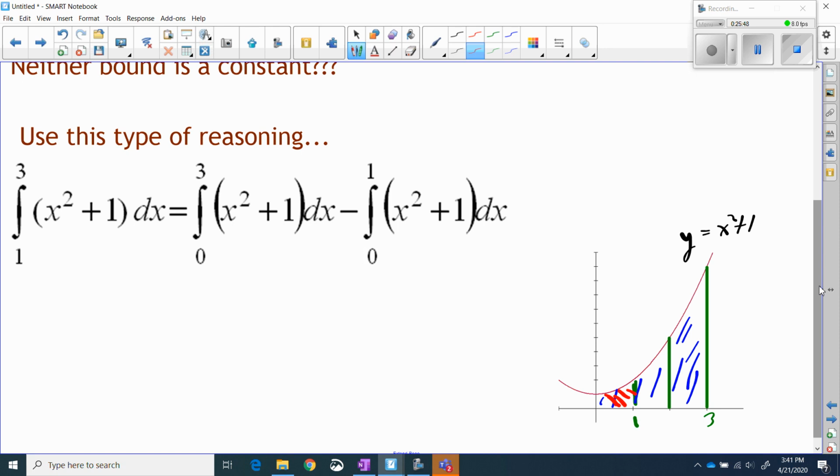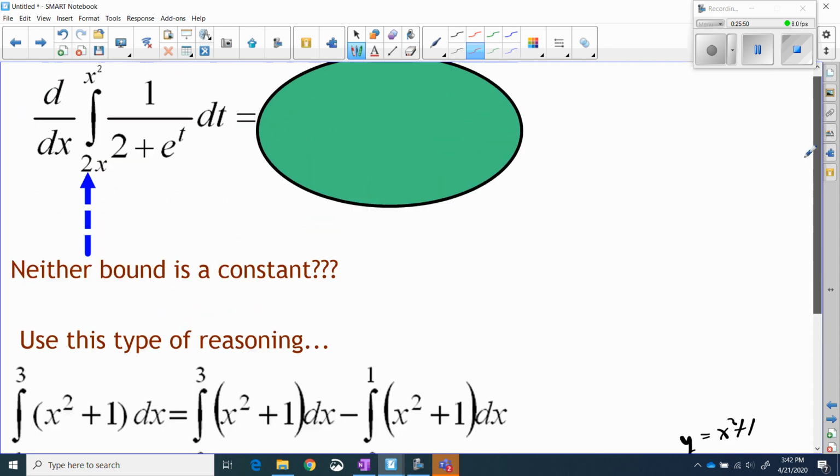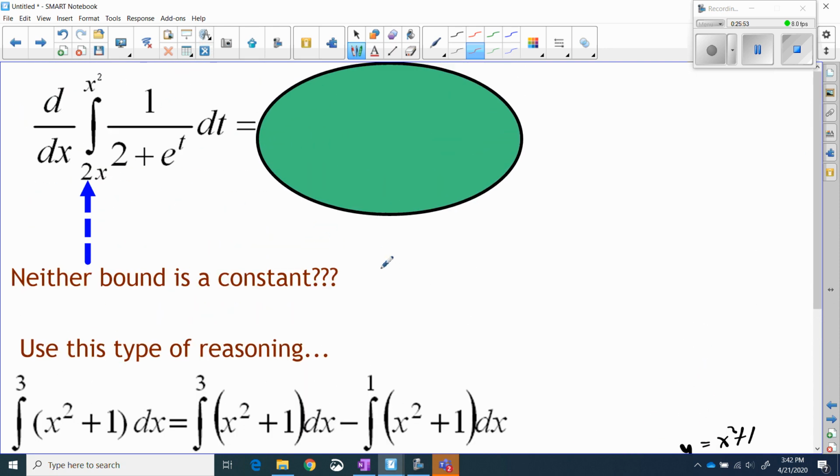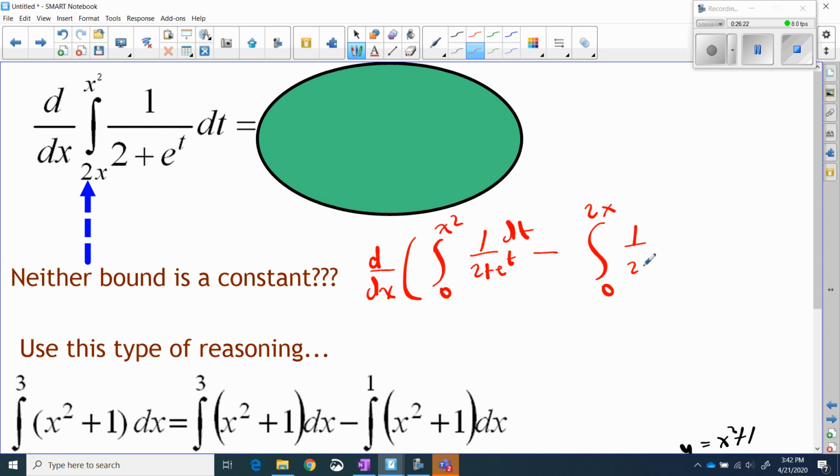Using that as our reasoning, let's go up to this example. Well, I could write this. I just put my dx out here. And now I'm going to do two integrals. So I'm going to do the integral from 0 to x squared of 1 over 2 plus e to the t dt, minus the integral from 0 to 2x of 1 over 2 plus e to the t dt.